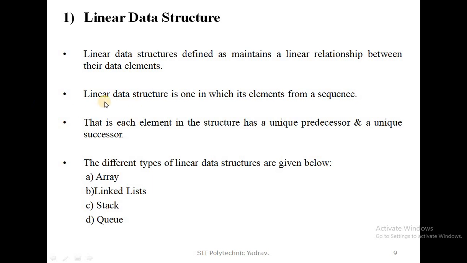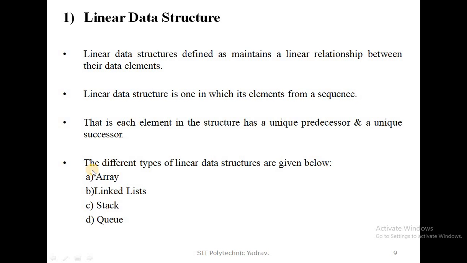In linear data structures, elements have unique predecessors and unique successors. Means what? For example, we take an array. In that array, elements are sequentially stored, and for any one data element where operations are performed, we already know which elements come after that and which come before that. So it is defined as: each element in a structure has a unique predecessor and unique successor. Predecessor means the element before, and successor means the element after, which are present in memory and are known.